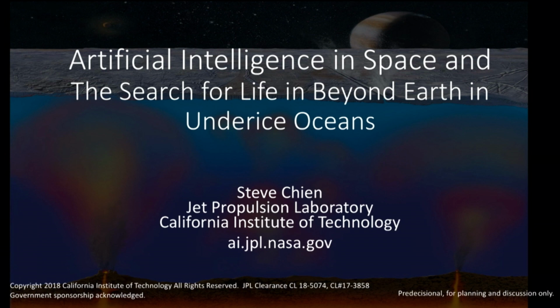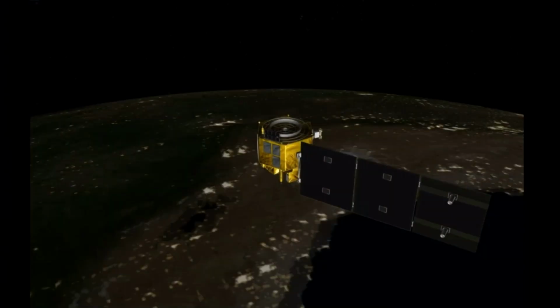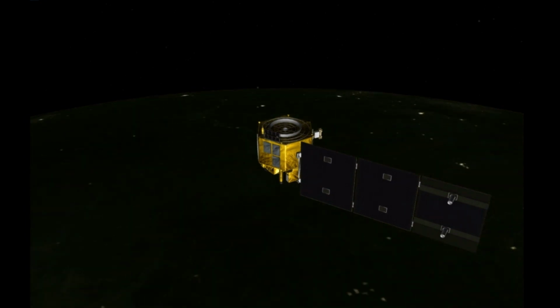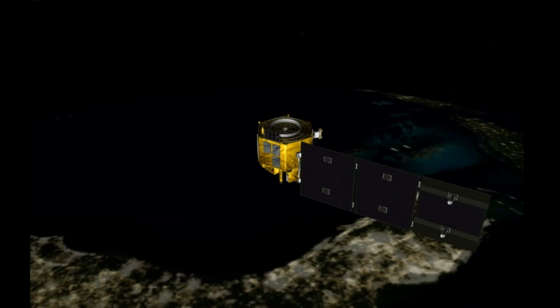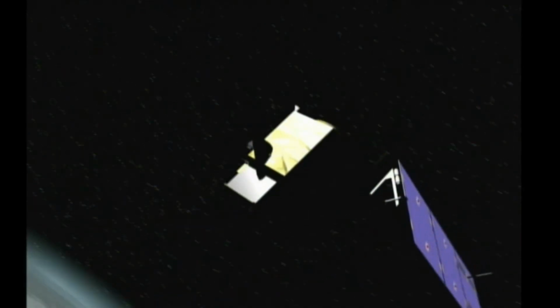Today I'm going to be talking about artificial intelligence in space and the search for life beyond Earth, specifically in under-ice oceans. AI in space got a big boost in 2003 when we were given authorization to upload AI software to control the Earth Observing 1 mission. What did we use this AI software for? We used it for two main purposes.